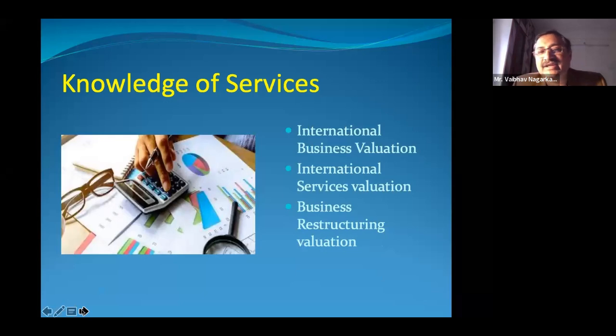Like this, there are three additional areas called international business valuation, international service valuation, and business restructuring valuation. These are areas where a lot of requirements are there internationally, and Indian valuers are acceptable because they are equipped with the whole set of knowledge. Once you go through the course, along with the IVS course or IOV RVF courses or registered valuer courses, when you pass, you will get an additional advantage over here.